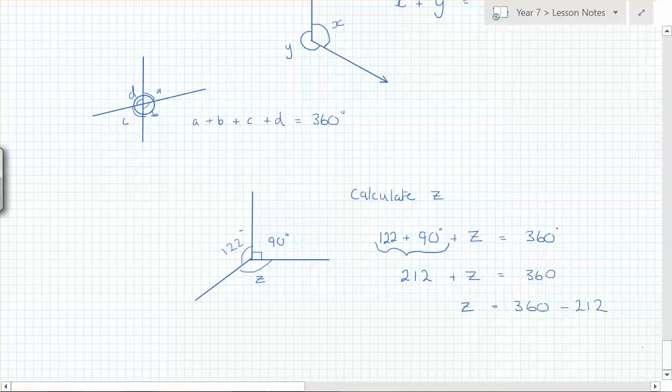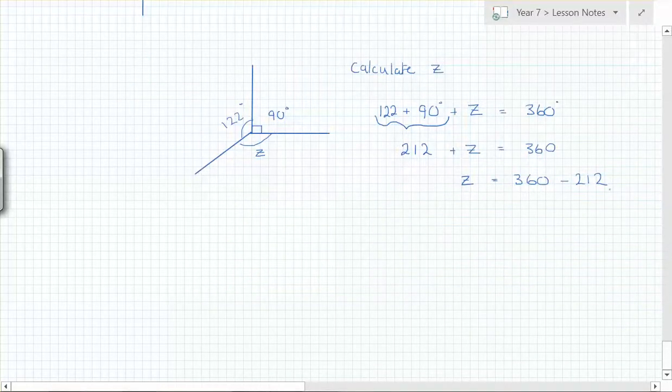So now we've got to do 360 minus 212. However you want to do it, I'm going to do it showing working. 360 minus 212: 0 take 2 you can't do, so we make it 10, and that makes it 5. 10 take 2 is 8, 5 take 1 is 4, and 3 take 2 is 1. So Z is 148. I did it mentally too.